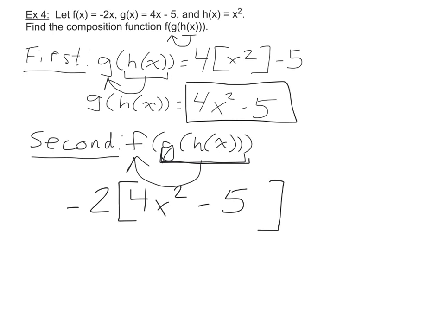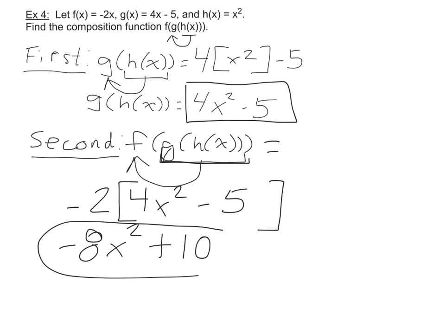There it is. And once again, I simplify. Negative 8x squared plus 10. And that is my final answer. So to review the steps, once more, first step, we took our h of x function and we plugged it into the g to get our 4x squared minus 5. We then took our g of h of x and we plugged it into our f function.